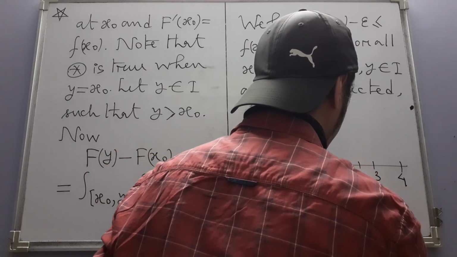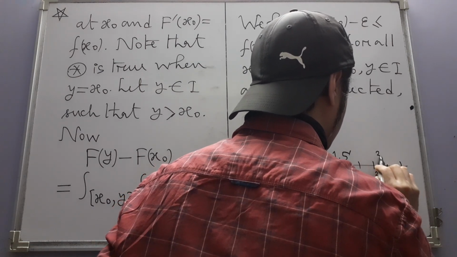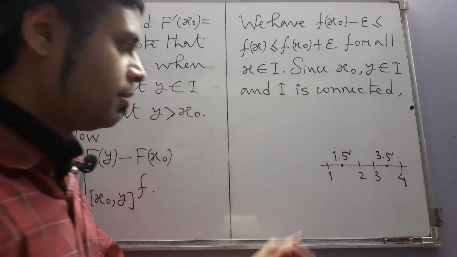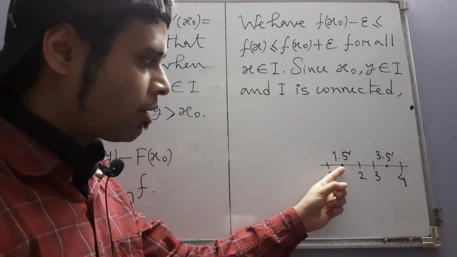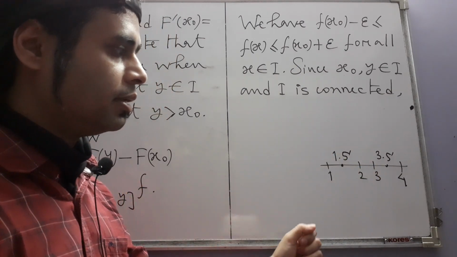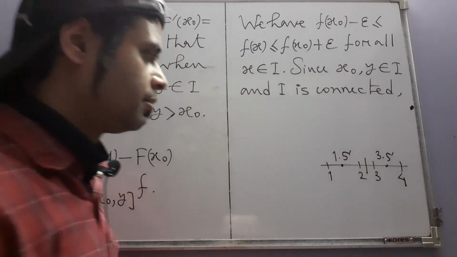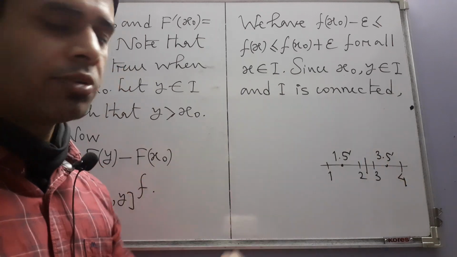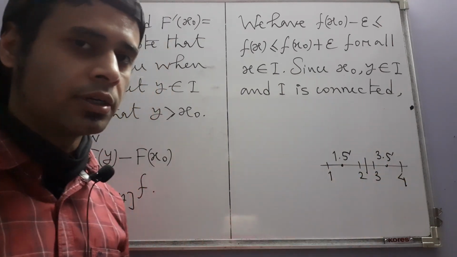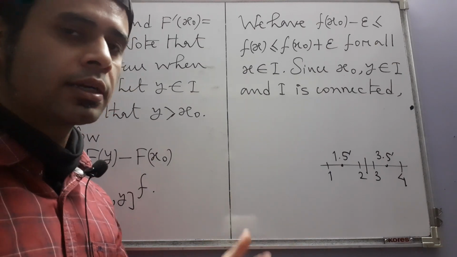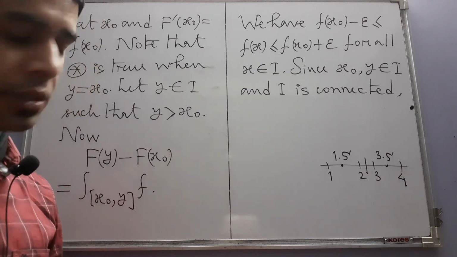And as a result, if I choose two points, say 1.5 and 3.5, both these points are in the union, but not everything that lies between them is in the union. For example, this point, although it lies between 1.5 and 3.5, fails to be inside the set because it's neither here nor here. So there is a disconnection, and that's why that property fails. But now we have that property.